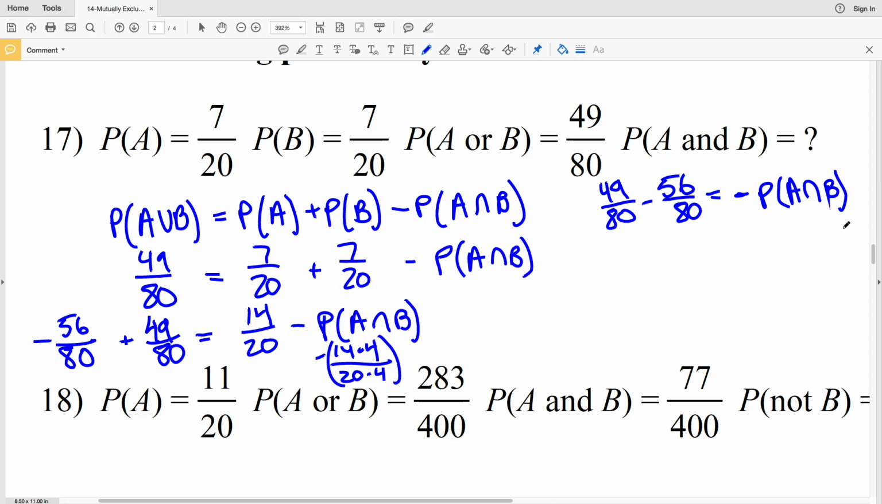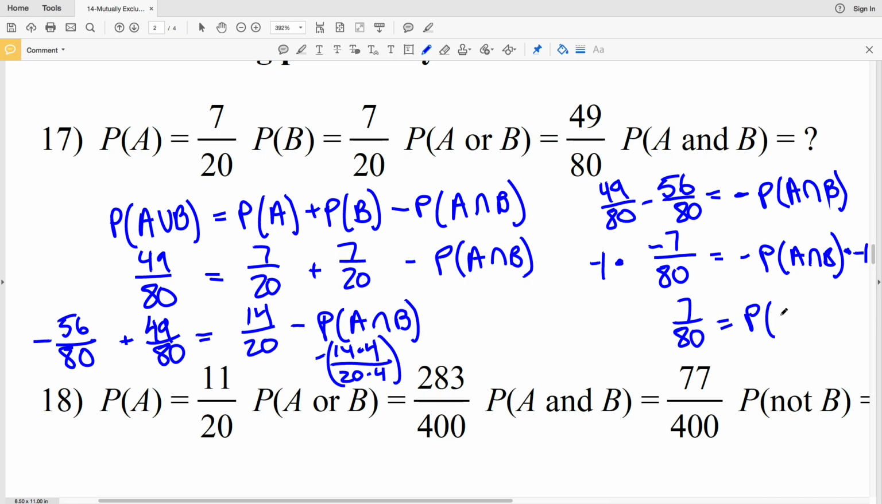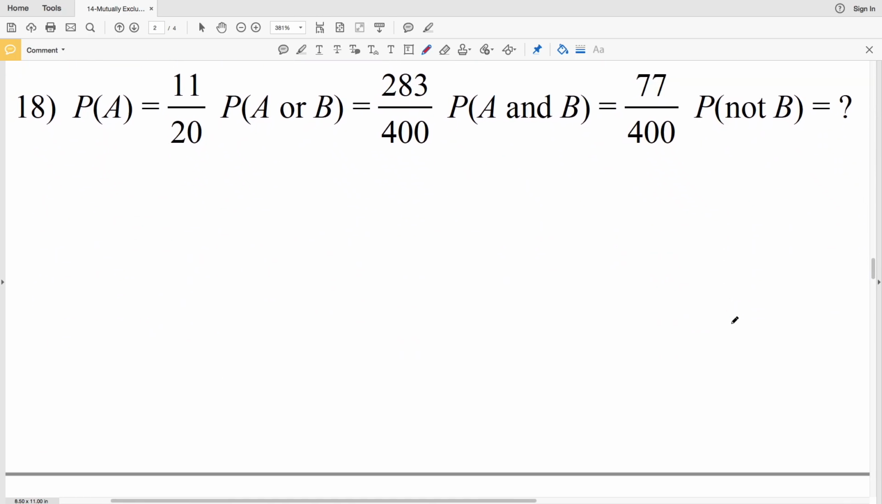49 minus 56 equals negative 7. So I have negative 7 out of 80 equal to the opposite of the probability of A intersection B. So what am I going to do? I'm going to multiply both sides by negative 1 because I don't want that negative probability, I want the positive probability. So 7/80 equals the probability of A intersection B. And now I know, since the probability of A intersection B was not 0, then the events were not mutually exclusive. In number 18, I'm solving for the probability of not B.